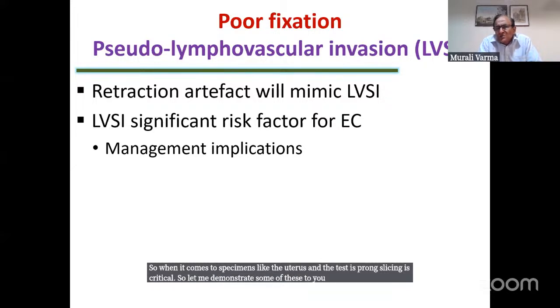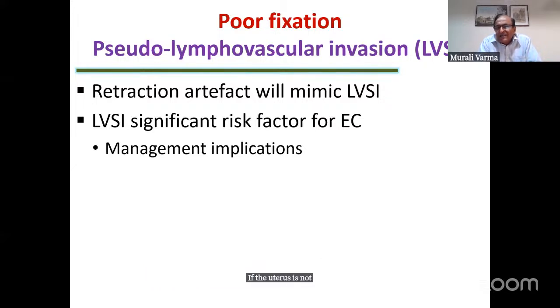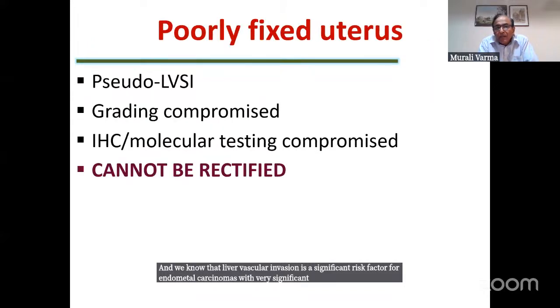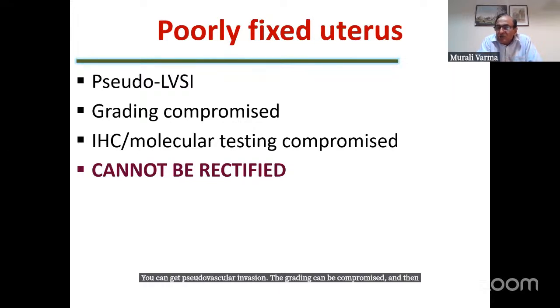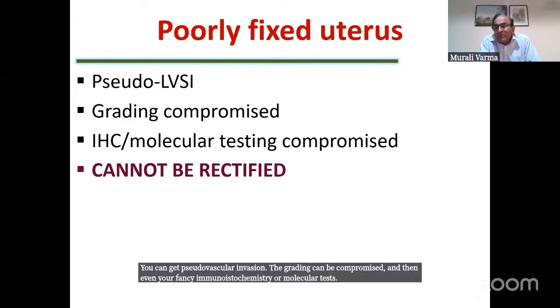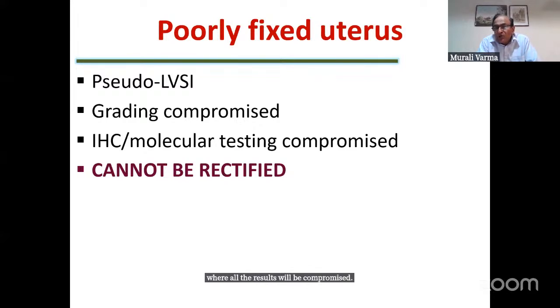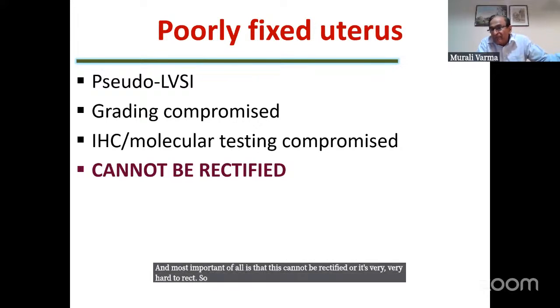In the uterus, if it is not promptly sliced, you could get retraction artifacts, which can mimic lymphovascular invasion. And we know that lymphovascular invasion is a significant risk factor for endometrial carcinomas, with very significant management implications. If you've got a poorly fixed uterus, you can get pseudovascular invasion, the grading can be compromised, and even your fancy immunohistochemistry or molecular test results will be compromised. Most important of all, this cannot be rectified, or it's very, very hard to rectify. Once you've messed up at the fixation stage, it's very difficult to correct it later.